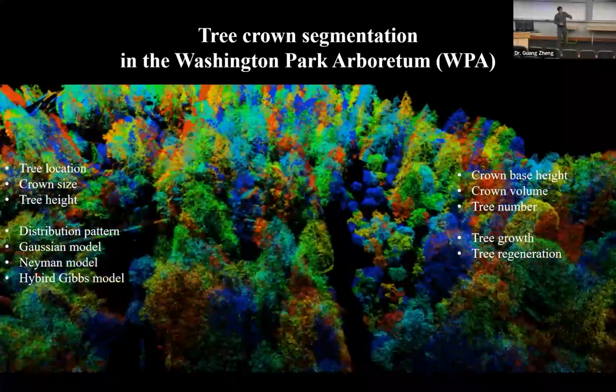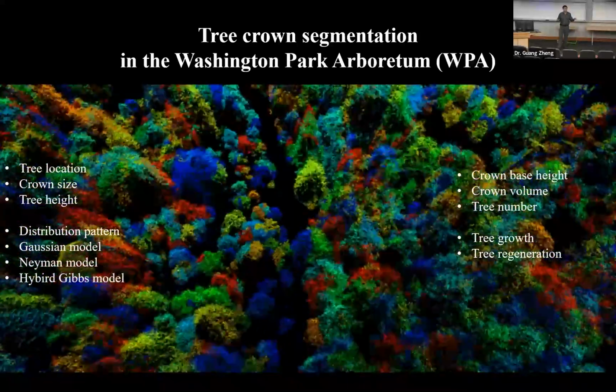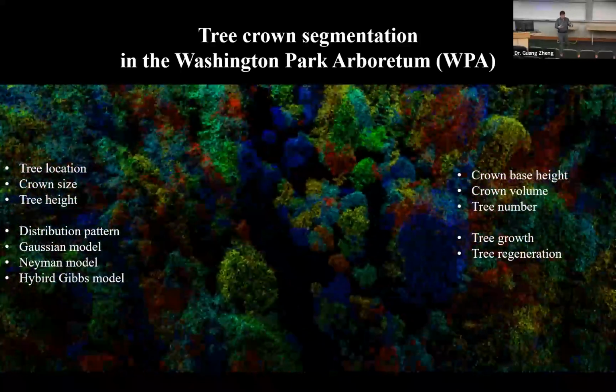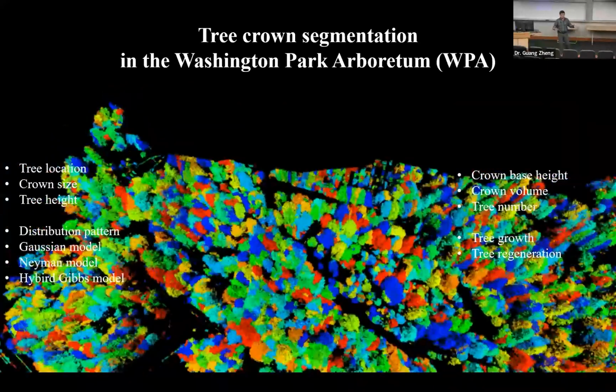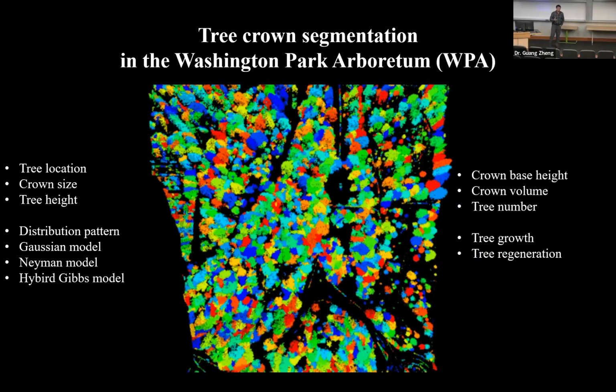once we have this data, you can very easily count how many trees you have. And more importantly, it can help you determine the spatial distribution pattern of the trees in the whole arboretum. Is it a regular distribution pattern or a random or a clumped one, right? That's very important for understanding the spectral response of the optical remote sensing.